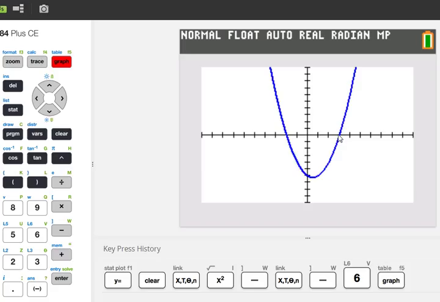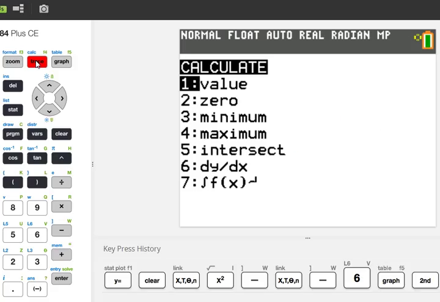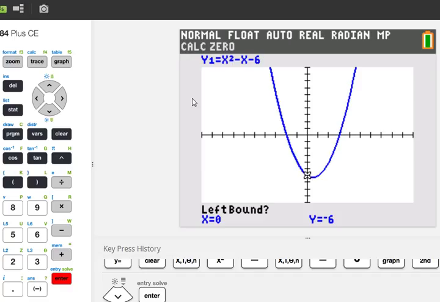Remember, when I have zeros, they are opposite of our factors. So if I want to make sure that these zeros are correct based on what I have, I can go to second and then the trace button right here, and I can calculate a 0. Remember, I want the left bound, so that means to the left of the 0. If I'm looking at this 0, it's on this side. If I'm looking at this 0, it's on this side.